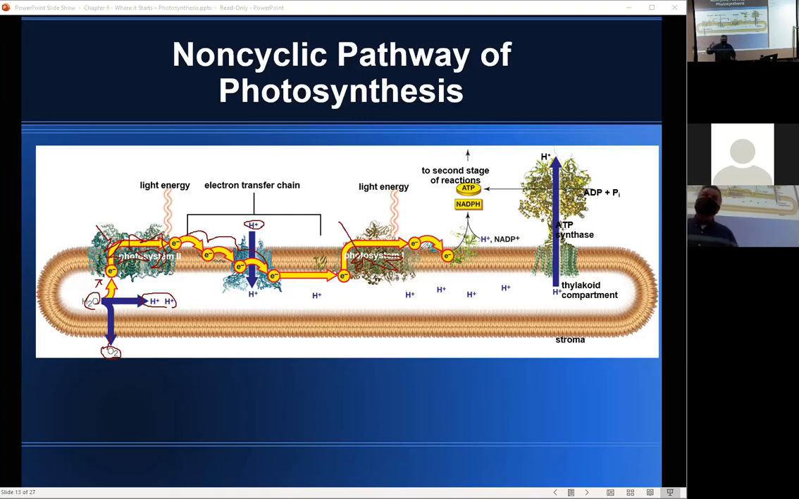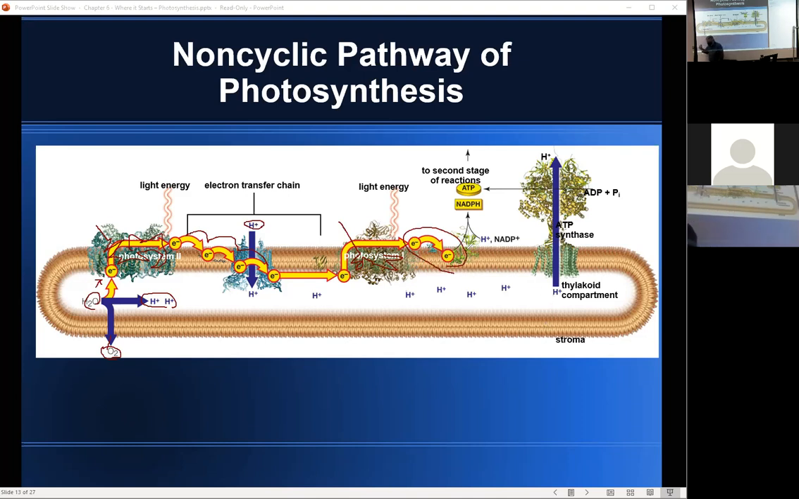Okay, this time, instead of splitting a molecule of water, the electrons from the electron transport chain of photosystem 2 are used to replace the lost ones in photosystem 1. Again, this time the electrons are going to enter a shorter electron transport chain. So you can see the electron transport chain of photosystem 1 is much shorter than that of photosystem 2.